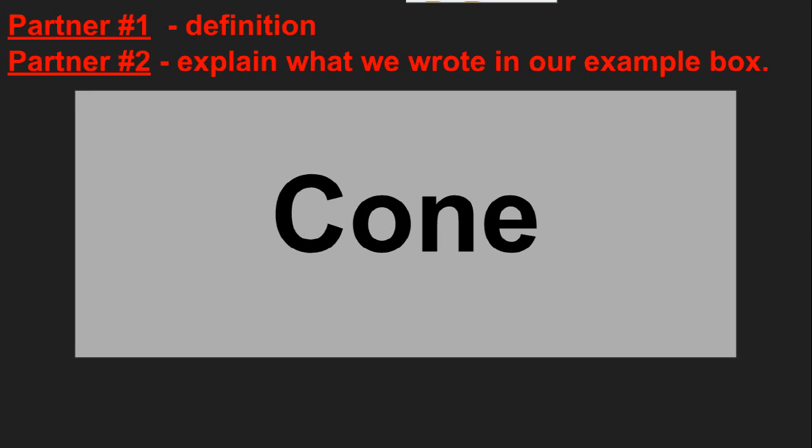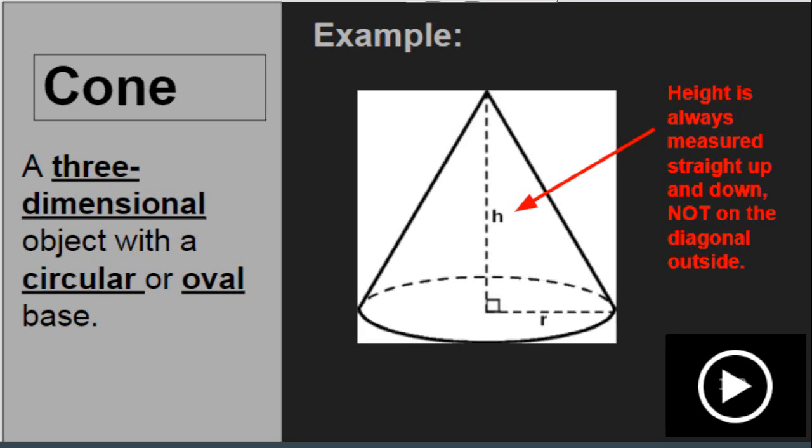Okay, so now that you've had a chance to hopefully brush up on what a cone is, let's look at it one more time together. On the left, when we get to an underlined word, you guys are going to help me out, and everyone's going to read it. So a cone is a 3D object with a circular or oval base. So again, here's a cone. This is what we're going to be looking at today.